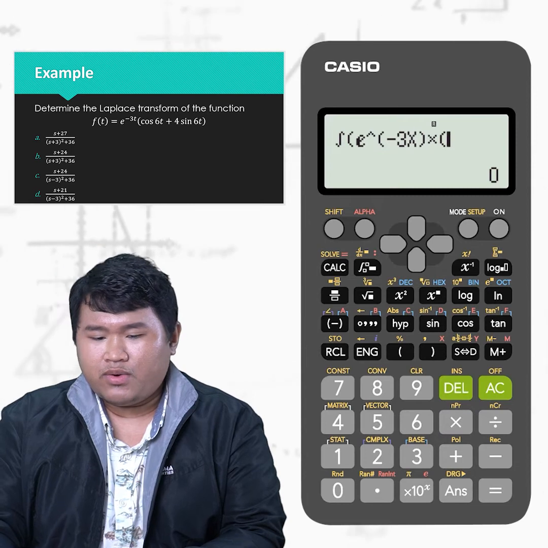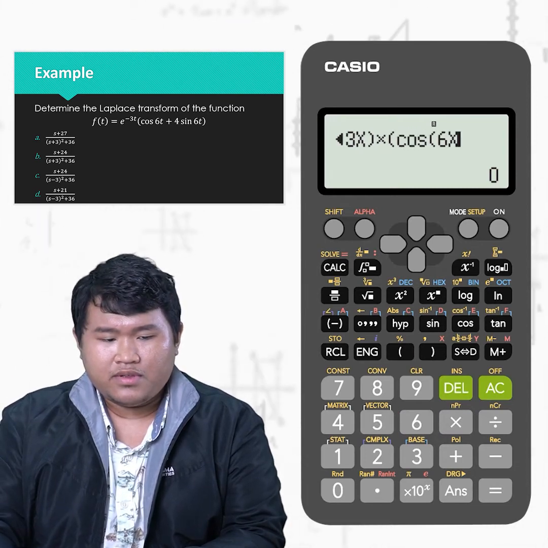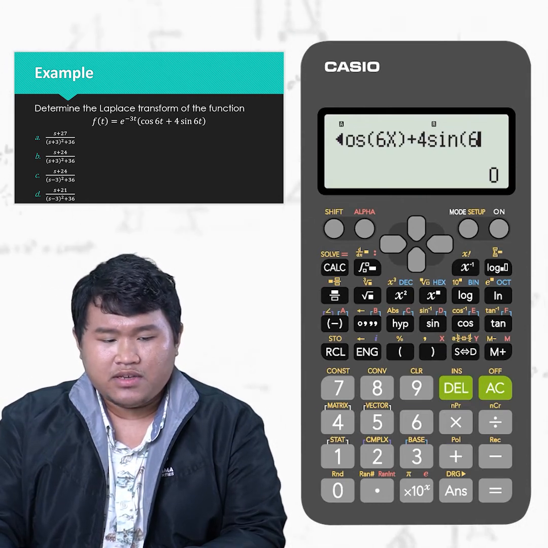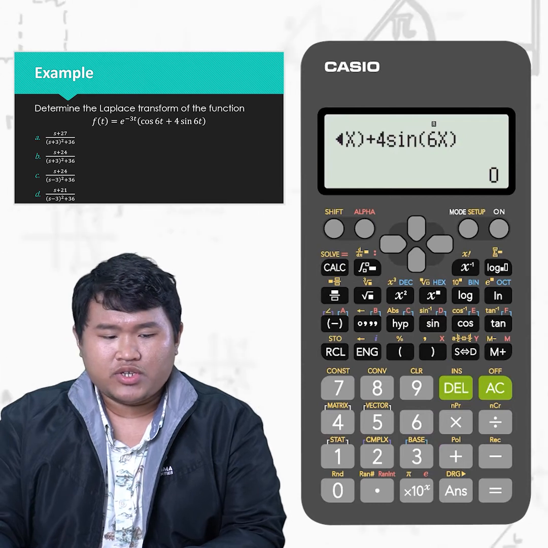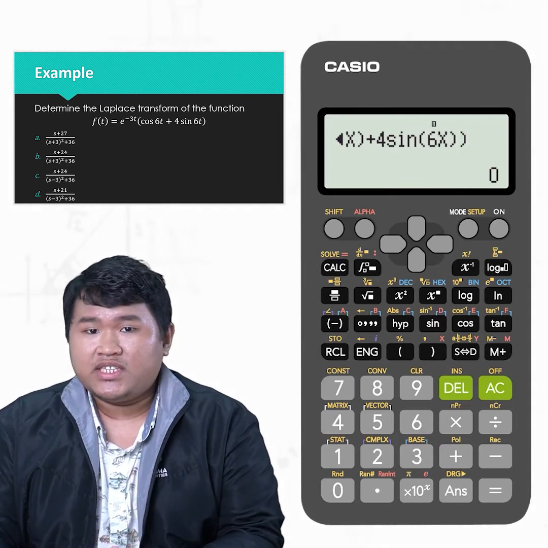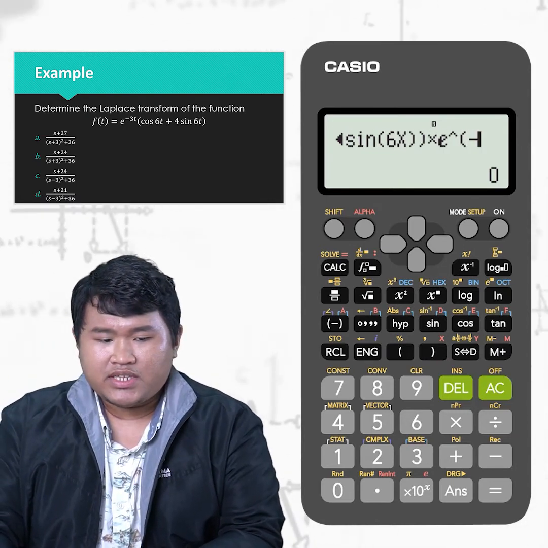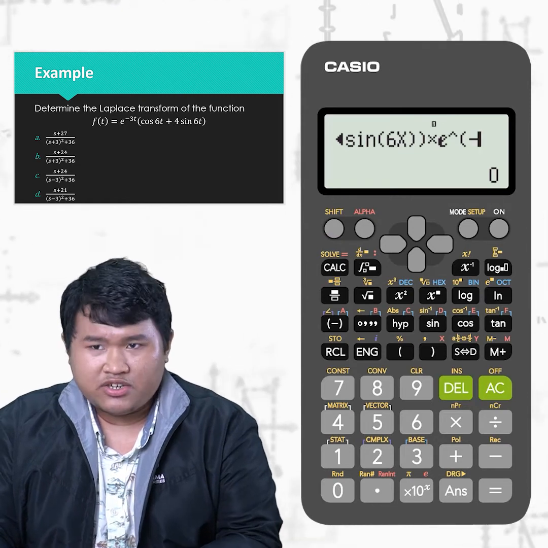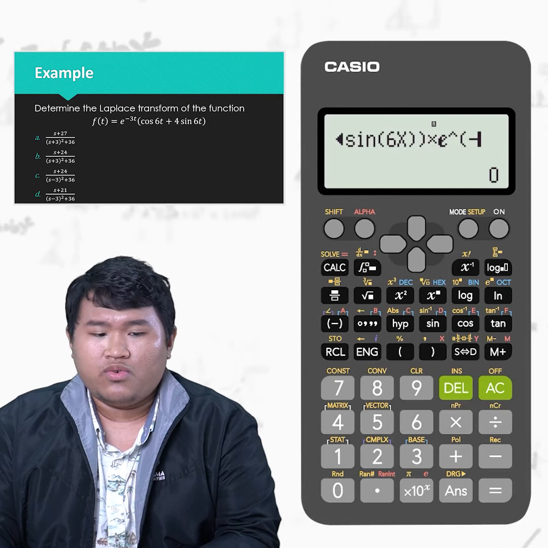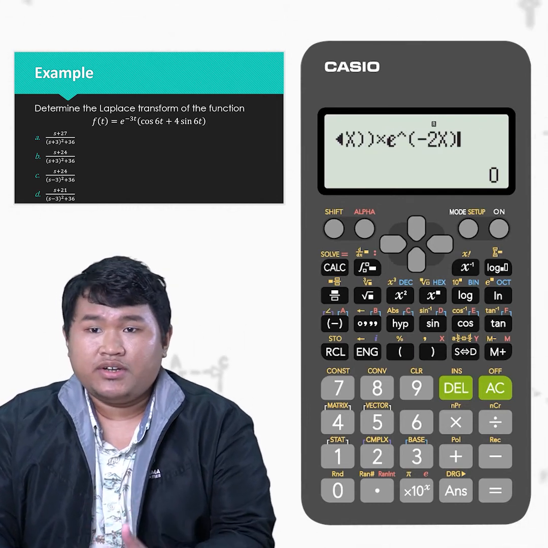And then times this quantity. Let's input cosine 6x plus 4 sine 6x. Now, that's the function. Let's close. And then let's multiply by e raised to negative st based on the definition of Laplace. But let's assign any value for s. Let's say s equals 2 for this. So let's write e raised to negative 2x. Now, that's the entire integrand.